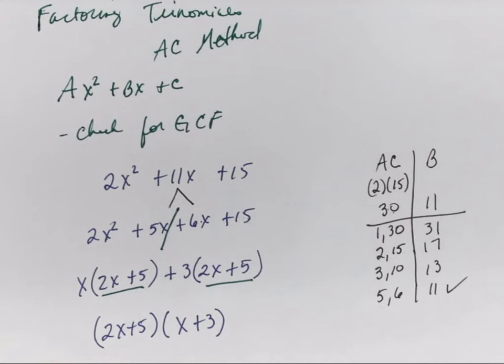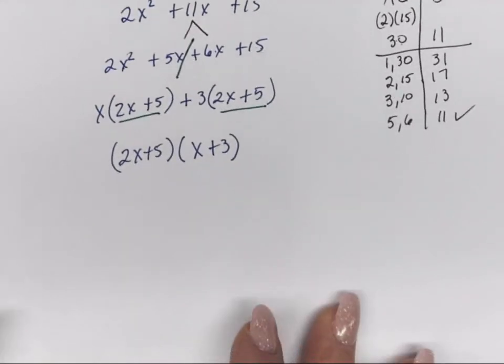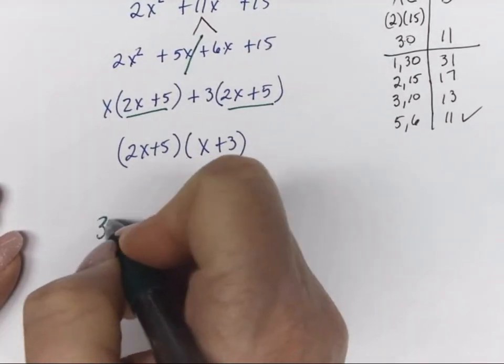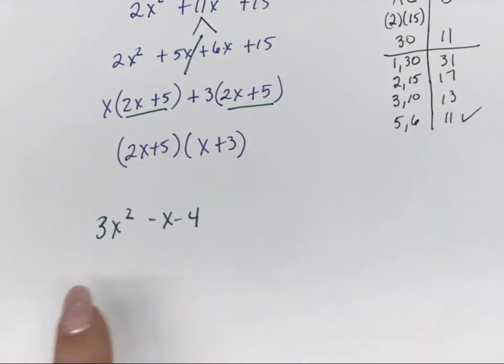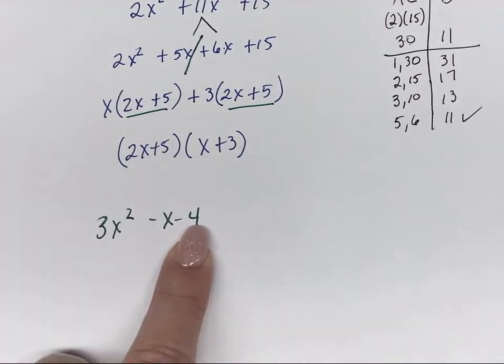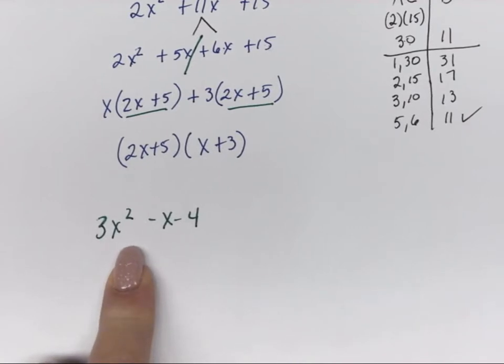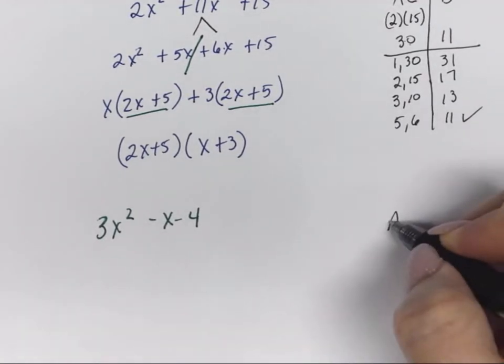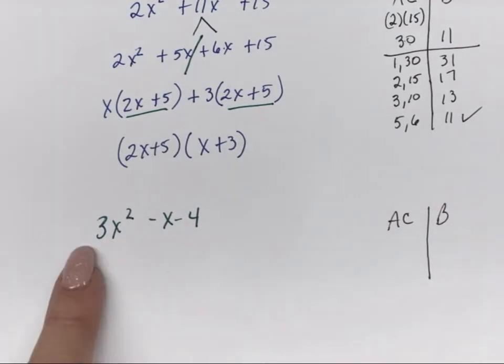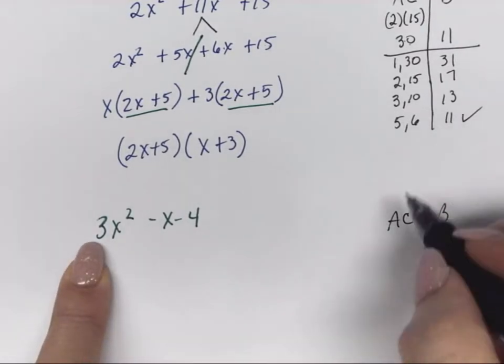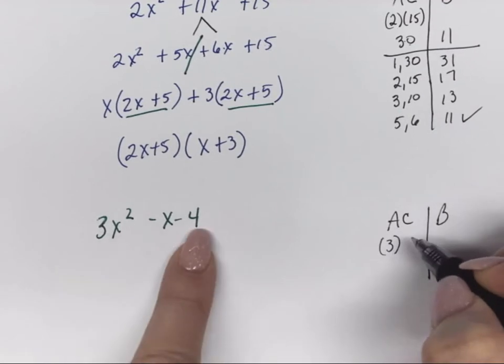All right, let's go do another problem. So if we have 3x squared minus x minus 4. Again, we look for a GCF to begin with, but it doesn't have one. Now we're going to go do the AC part. A times C getting you to B. So 3 times negative 4.